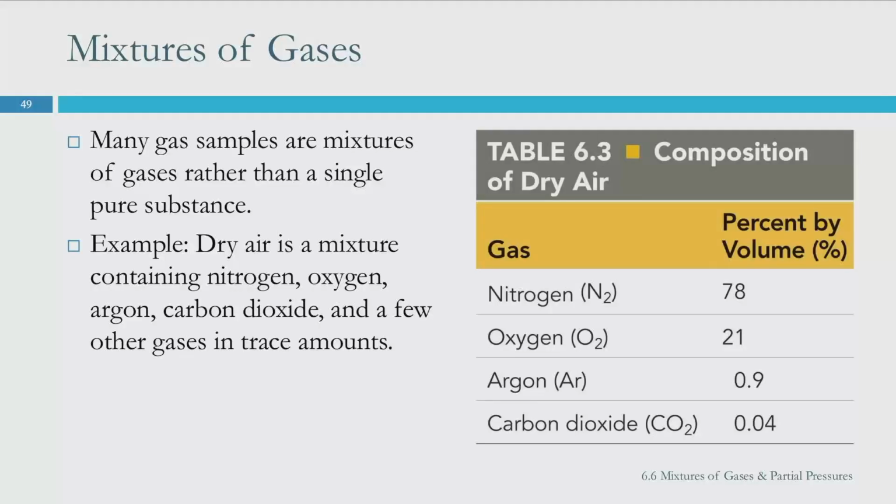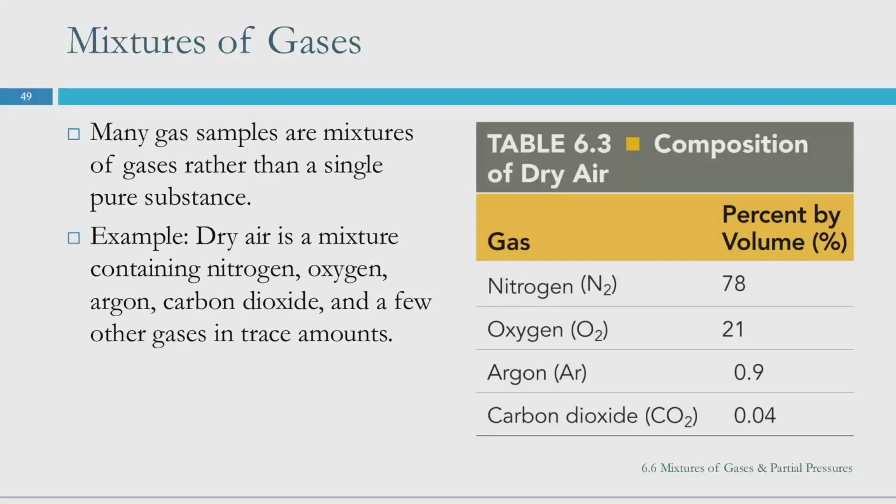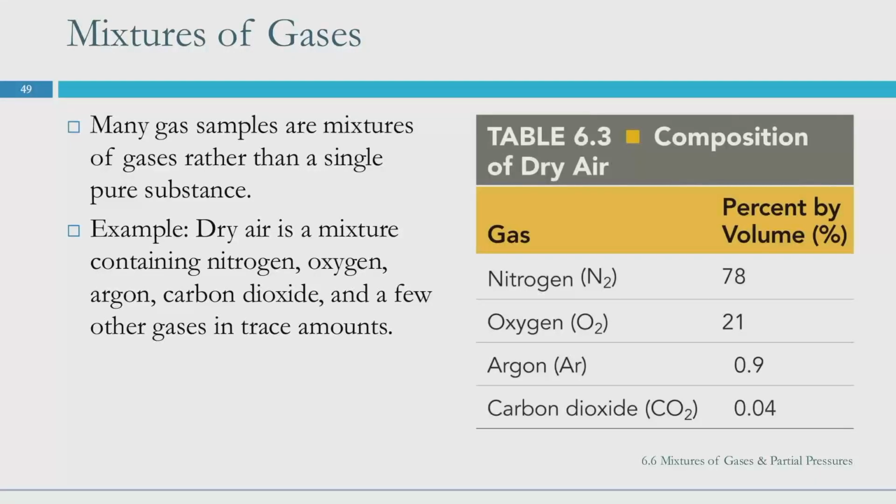All right, so we've been talking primarily about where we've got one gas. There are often times, most of the time, when we will have a mixture of gases, at least two gases together. Most gas samples are mixtures rather than a single pure substance, partly because it's just hard to purify things. But anyway, we'll typically have mixtures of gases, dry air, air with no water in it. So the air that we're breathing, but take the water part out, is mostly nitrogen, oxygen, argon, and carbon dioxide.